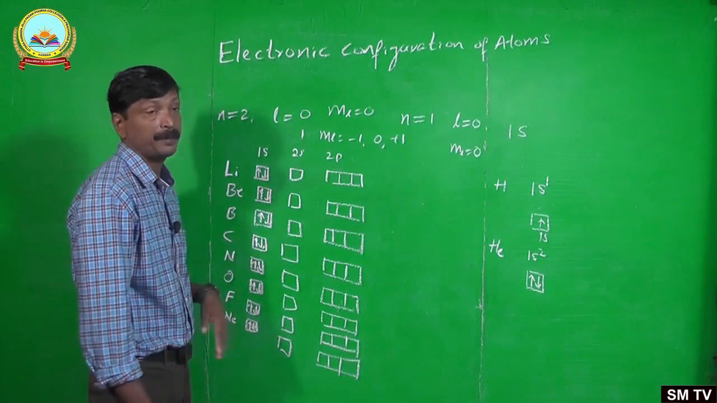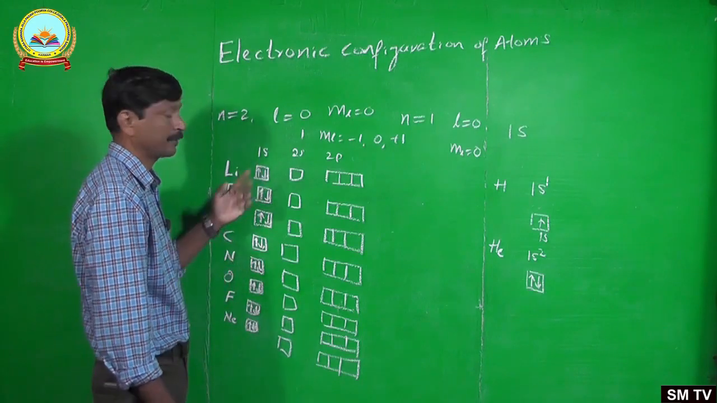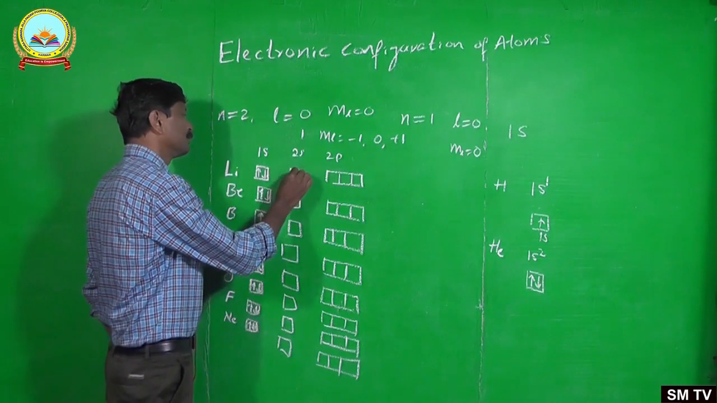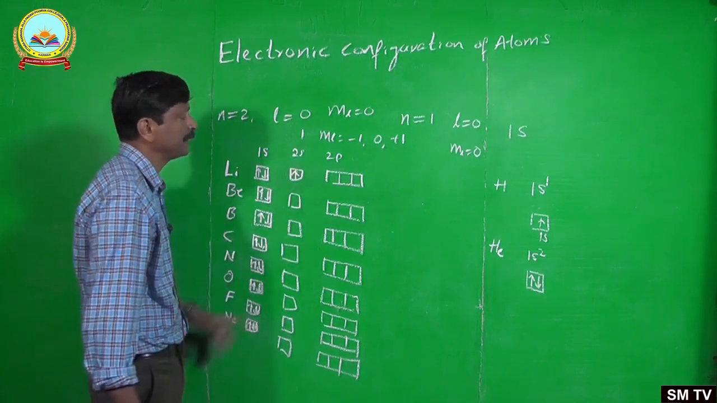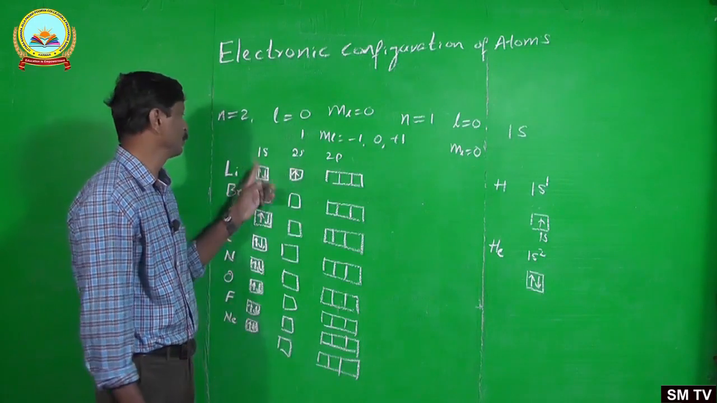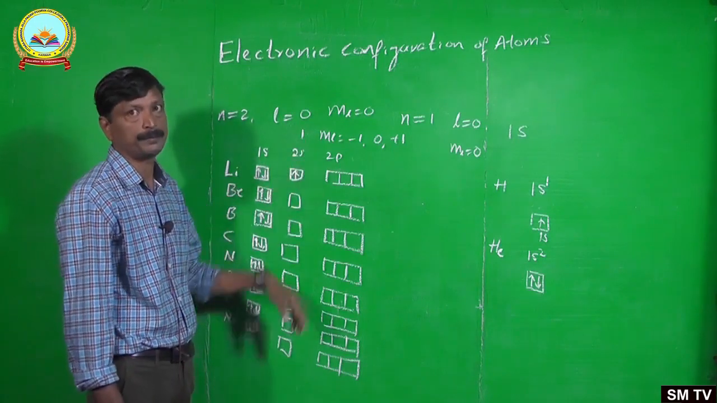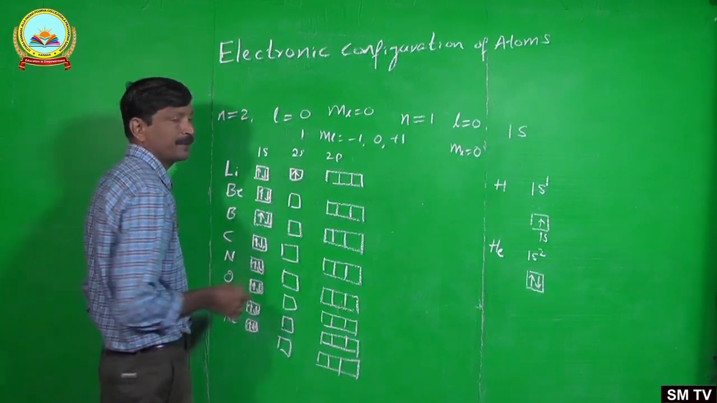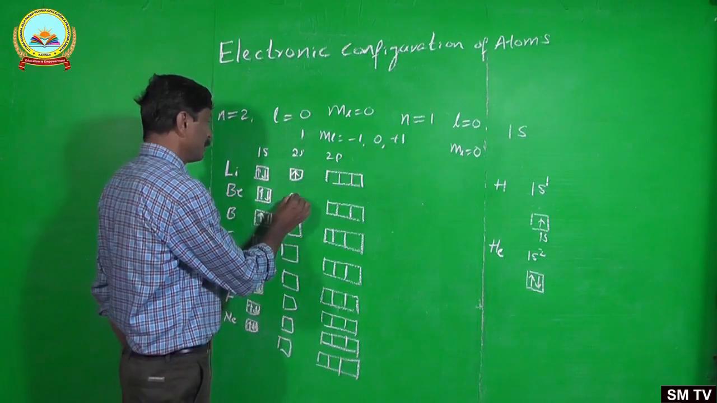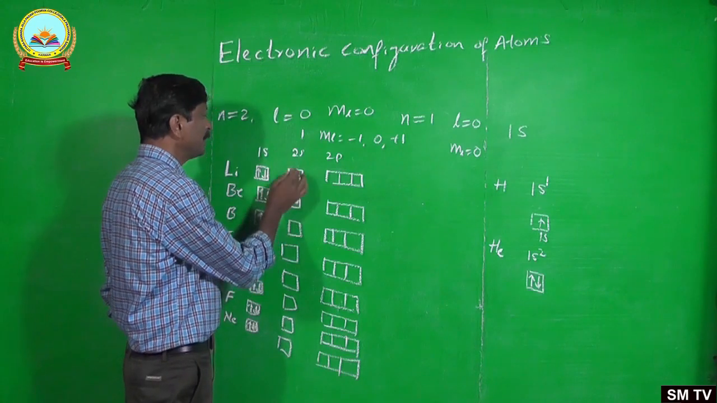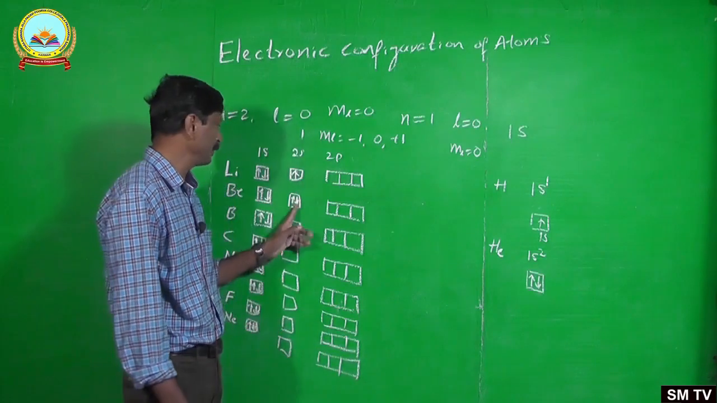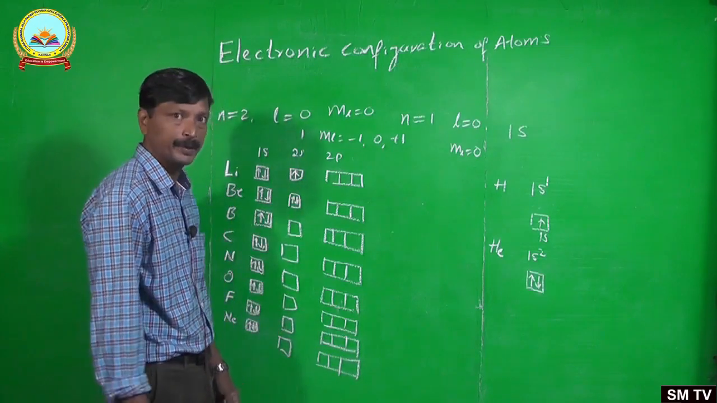So, the atomic number of lithium is 3. 2 electrons are occupied in the first principal quantum number. The third electron goes to the 2s orbital. This is the electronic configuration 1s2, 2s1. And beryllium, the next element, its atomic number is 4. That means these 2 electrons enter into the 2s orbital. The 2p orbital is higher in energy, therefore both electrons go to the 2s orbital.